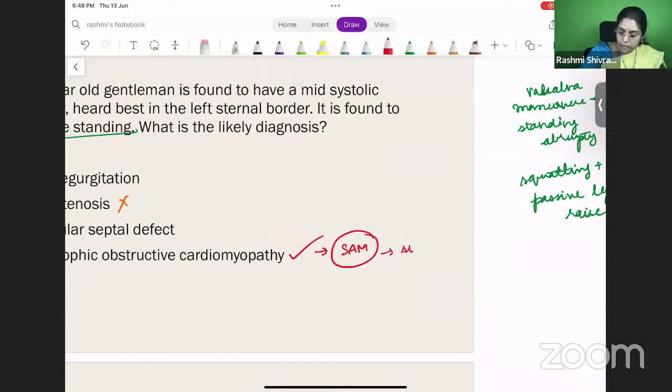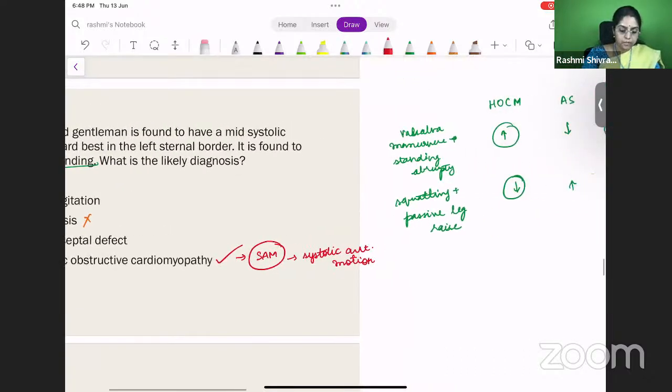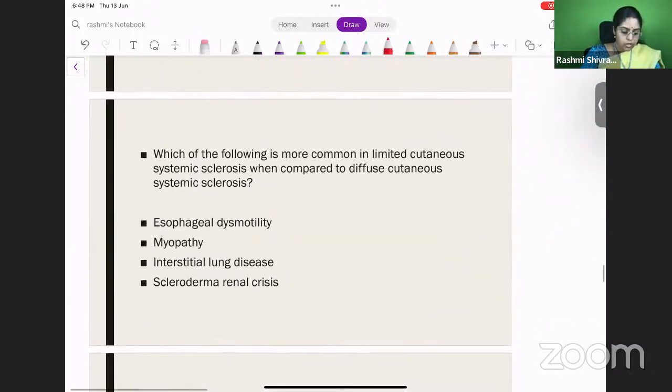Shall I write it down for you? Systolic anterior motion of the mitral leaflet. Right? Yes. Yes, Doctor, it's correct. Because of the decrease in the preload. That's correct. Okay? So let's move on to the next question.